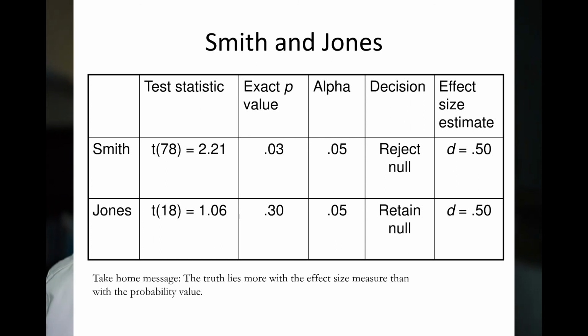So with larger sample sizes, we get a bigger t-value, and a t-value that's bigger leads to a smaller p-value. So let me just simplify that. The larger our sample size, the smaller our p-value, the more likely we're to reject the null hypothesis.